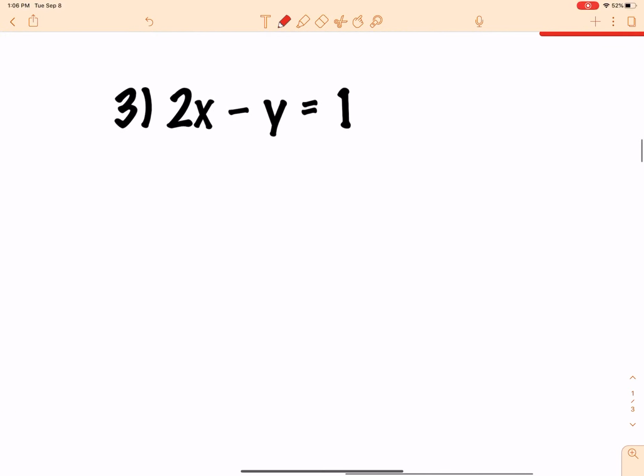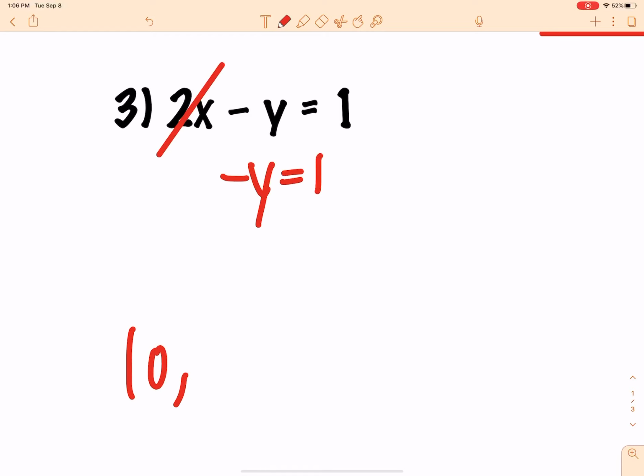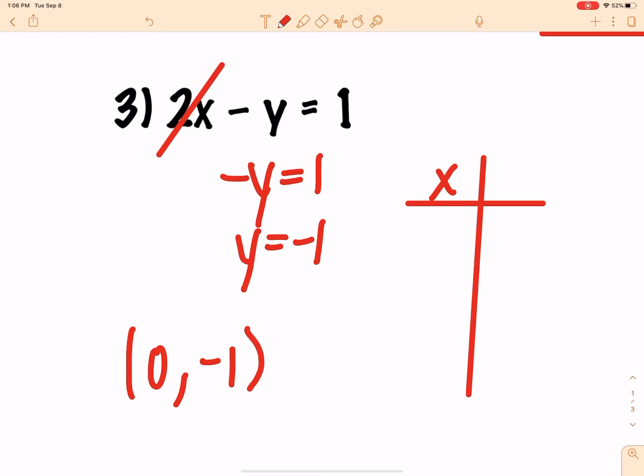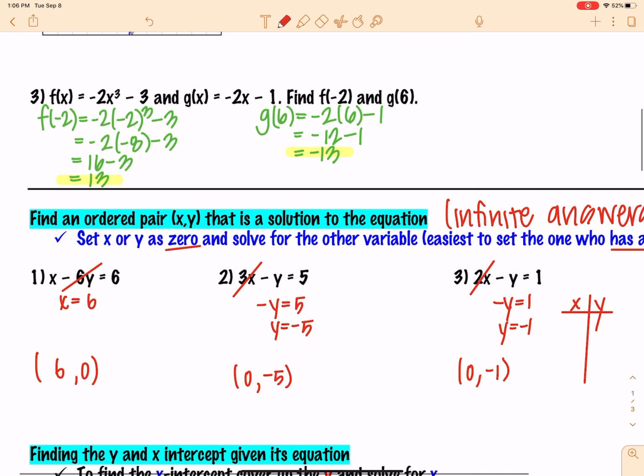Okay, next one. Again, probably x I'll keep as 0. Then this will be negative y equals 1. So y equals negative 1. You could easily just do this how you did it in Algebra 1, just make an XY chart. That's really what this is asking for. You have to plug in whatever numbers you want to for x, and then plug it in to get y. That's all this is asking.